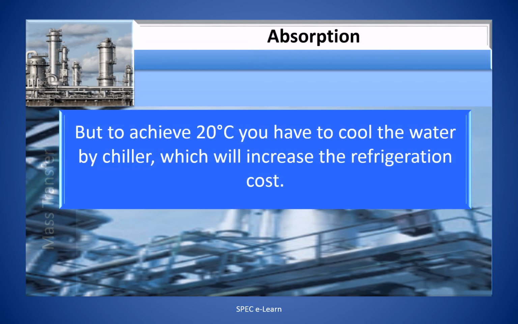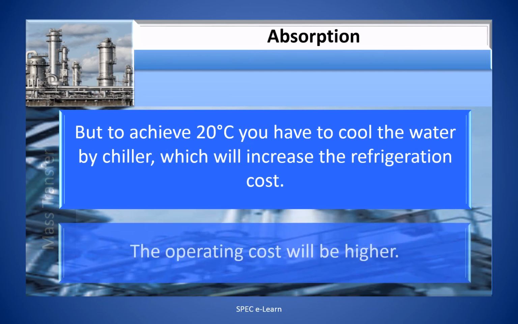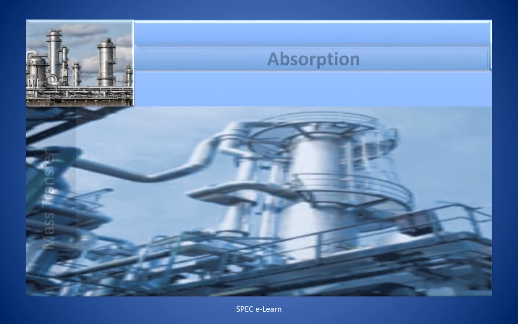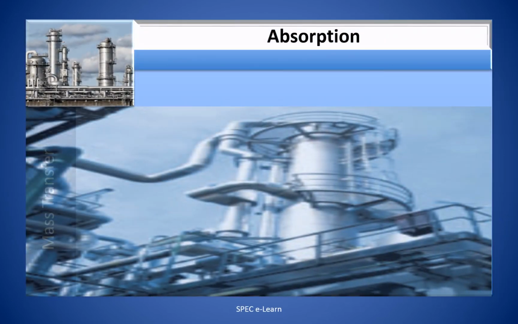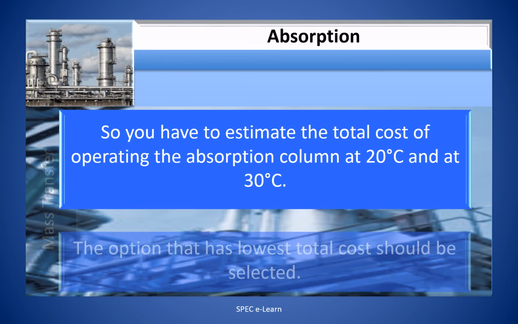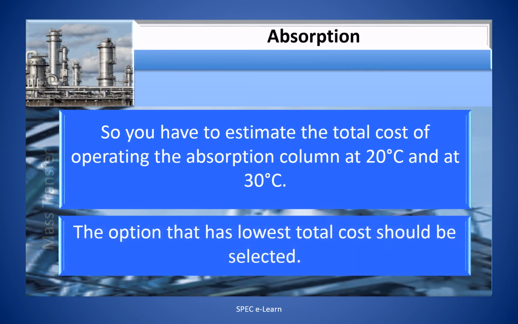But to achieve 20 degrees centigrade, you have to cool the water in a chiller, which will increase the refrigeration cost. The operating cost will be higher. So you have to estimate the total cost of operating the absorption column at 20 degrees centigrade and at 30 degrees centigrade. The option that has the lowest total cost should be selected.